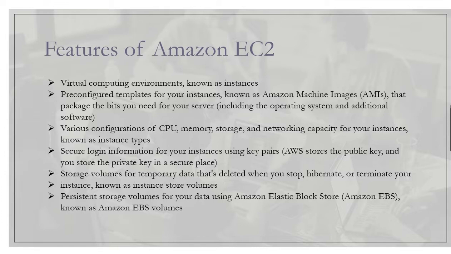And we have a security login feature wherein we can create key pairs, which will be used to log into those machines. So that is one security feature provided by Amazon EC2. We can have a storage volume for temporary data, and we can use that also. There are persistent storage volumes, so Elastic Block Store is attached to your EC2 instance, right?